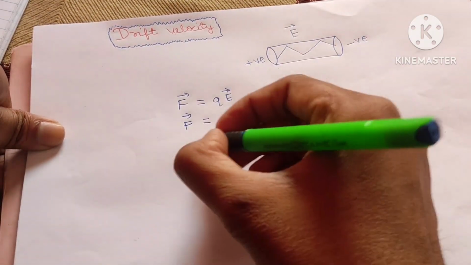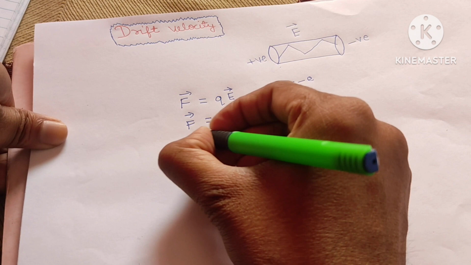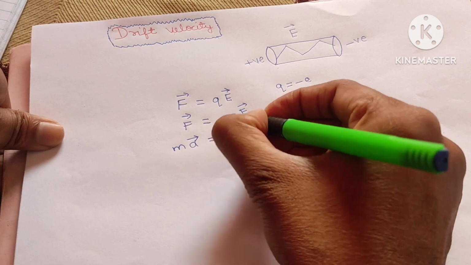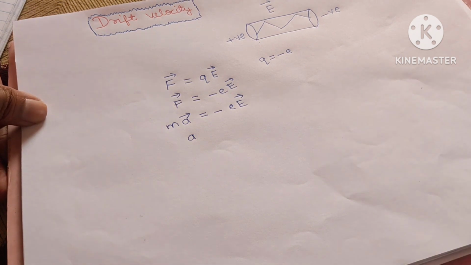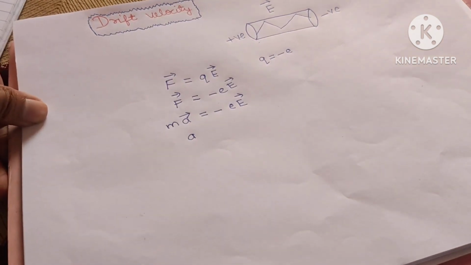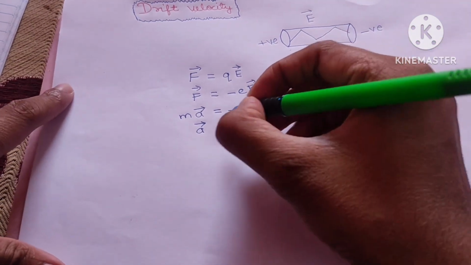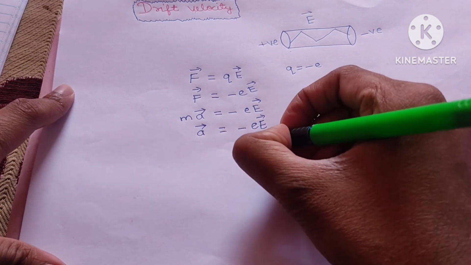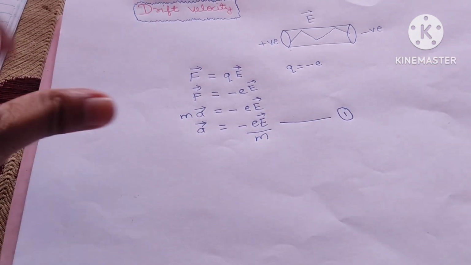Now we know that the force is mass times acceleration. Now if we need to find the acceleration, what will we do? So it is clear to all of you. Now this is called acceleration. Now we're finding the drift velocity. Okay, we have the acceleration. Now what will we do?